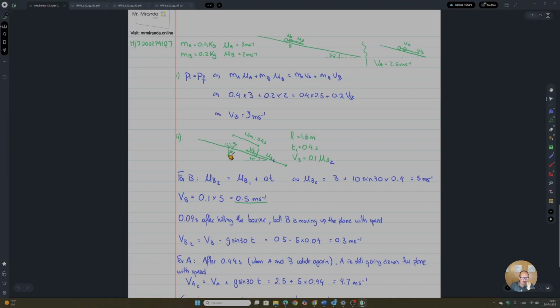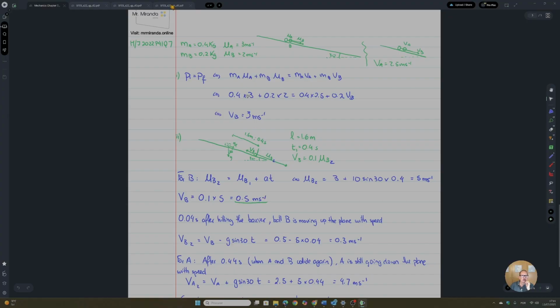I made here a very tiny diagram. This is now the g. This is the horizontal component of it. So it's g sine of 30, which is 5. Okay? You know the time. It's 0.4 seconds. So you have everything. The speed of B just before hitting the barrier was 5 meters per second. The speed when it comes out of the barrier is going to be 0.1 times that, which is 0.5 meters per second. So the first part of the question is answered.